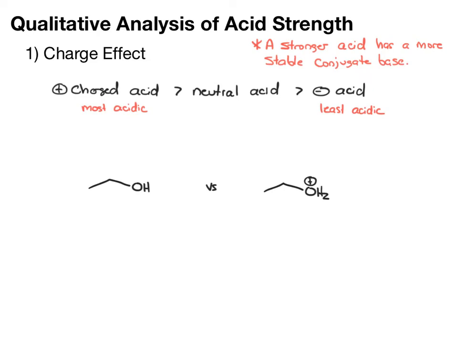Let's say we want to figure out which one is more acidic, ethanol or protonated ethanol. Well, based on this effect, you can probably surmise that the one that is positively charged is going to be more acidic. And in fact, there's a pretty large pKa difference. The hydrogen on ethanol OH has a pKa of 16. The hydrogen on OH2 plus here is -2. So we can automatically say the one on the right is more acidic.